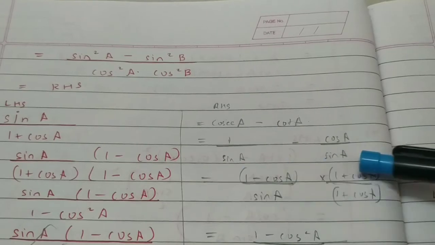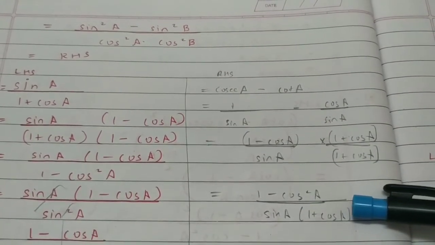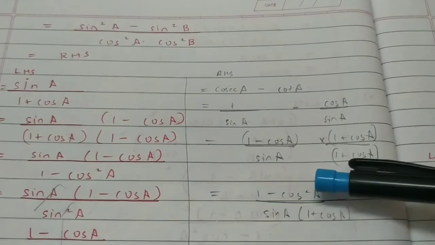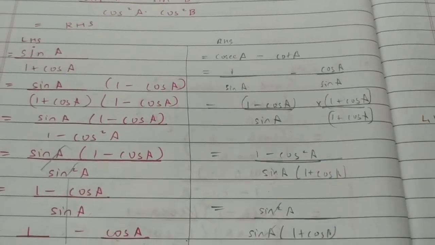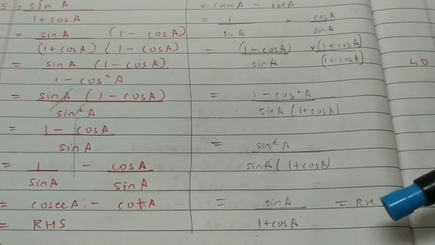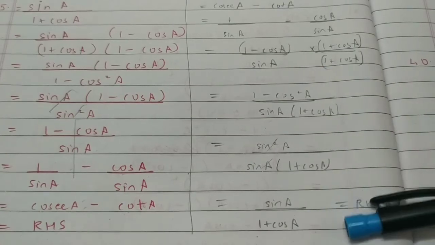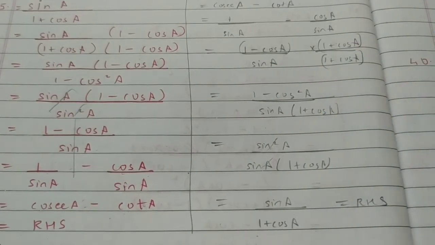So the numerator becomes a squared minus b squared. The denominator, don't open the brackets here. Numerator, use the formula, that's sine square a. Sine a gets cancelled, and you get sine a upon 1 plus cos a is equal to RHS. So even this was a pretty simple method. You should have done this.